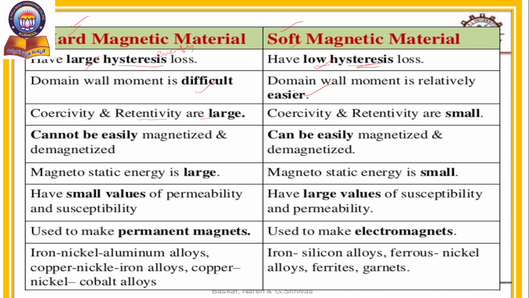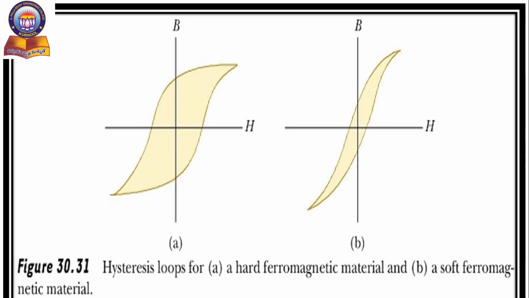Then the model hysteresis diagrams we have seen for the hard magnetic material and soft magnetic material are the examples for hard and soft. In the hysteresis loop, this is the origin O, this is the saturation point A, OB is retentivity and OC is coercivity. The retentivity distance is high, and the coercivity distance is also large for hard magnetic material. OB and OC distances are high for hard magnetic materials.